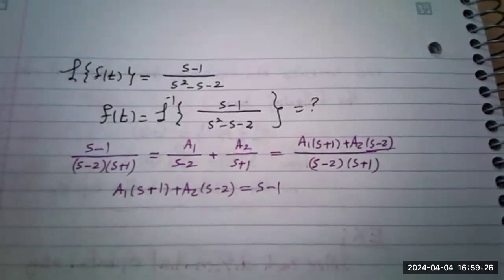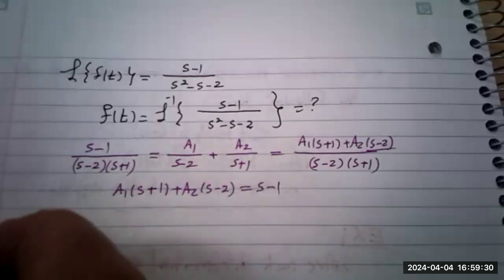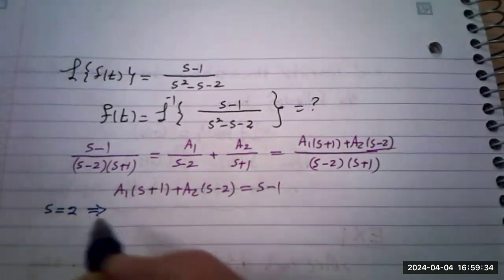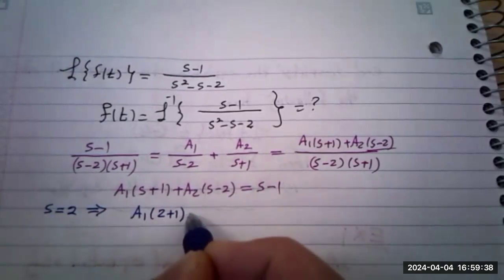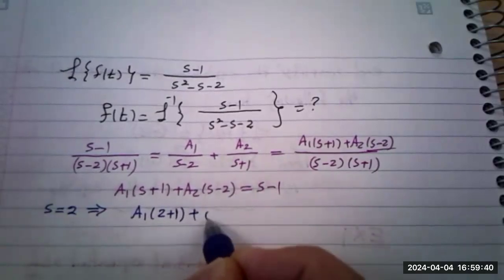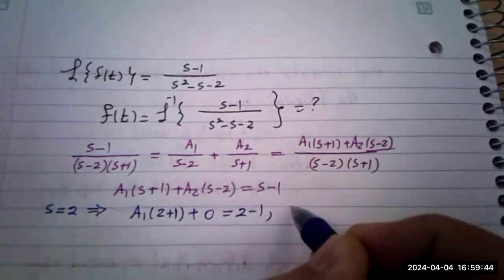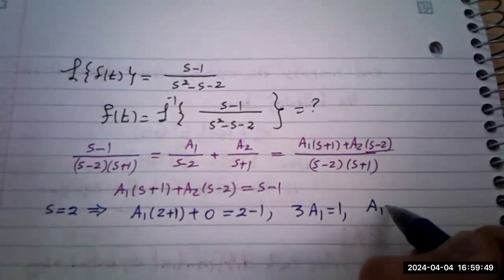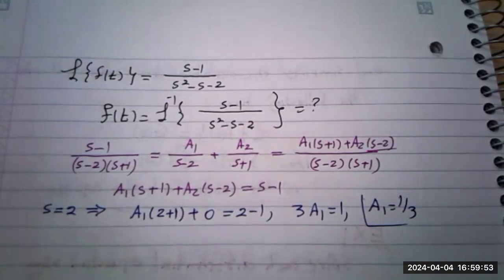Now check the zeros of the denominator, 2 and negative 1. So if you put s equal to 2, that gives you a1 times 2 plus 1. Okay, this would be 0. And this is going to be 2 minus 1. So that gives you 3a1 equal to 1. So a1 would be 1/3. That's the first part. Okay, any question?